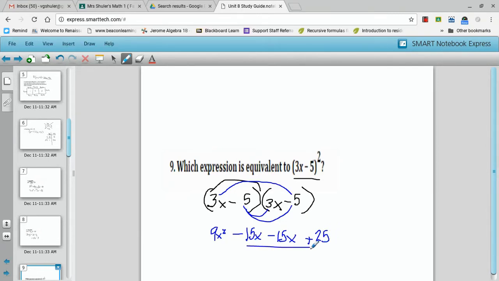In the middle, combine like terms. Negative 15 and negative 15 is negative 30x plus 25. And don't forget our 9x squared in the front. And your final answer is 9x squared minus 30x plus 25.